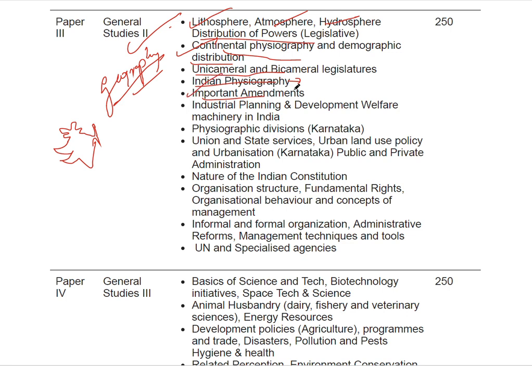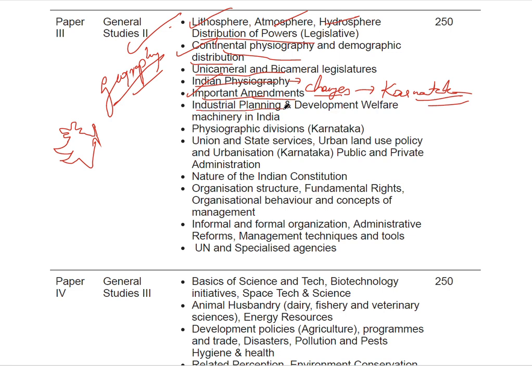Important amendments. What are amendments? Amendments are nothing but changes that have happened with respect to the constitution. We have to focus here more on Karnataka: any particular changes that they have made to the rules, laws, regulations with respect to Karnataka. Very important. This will surely come for the exam.